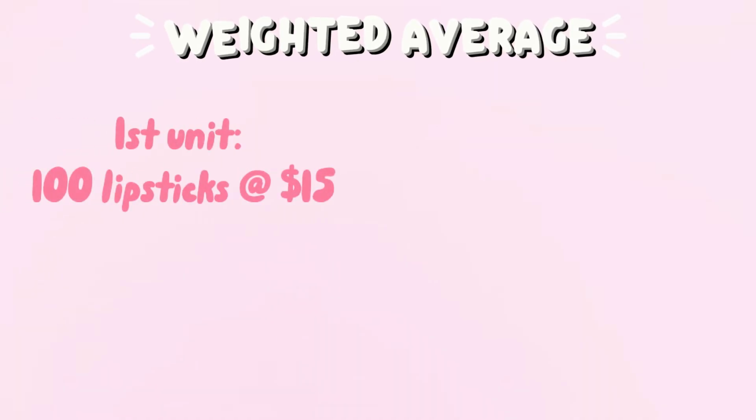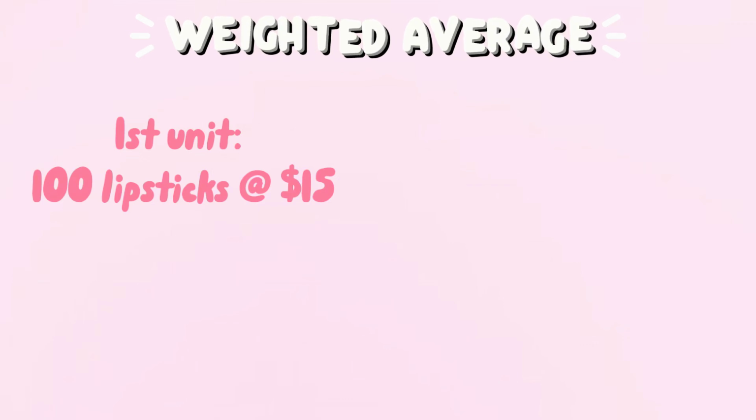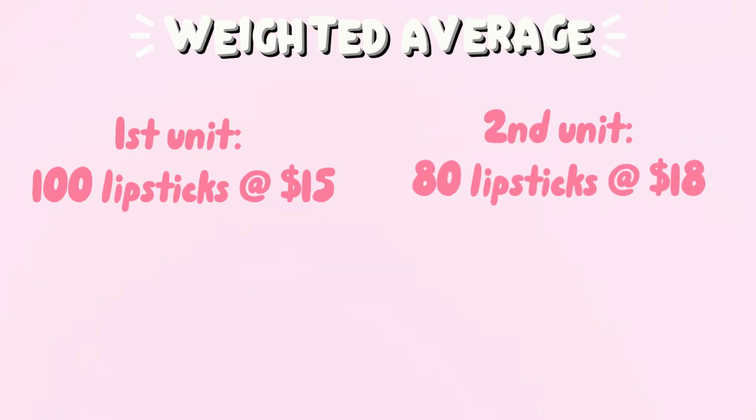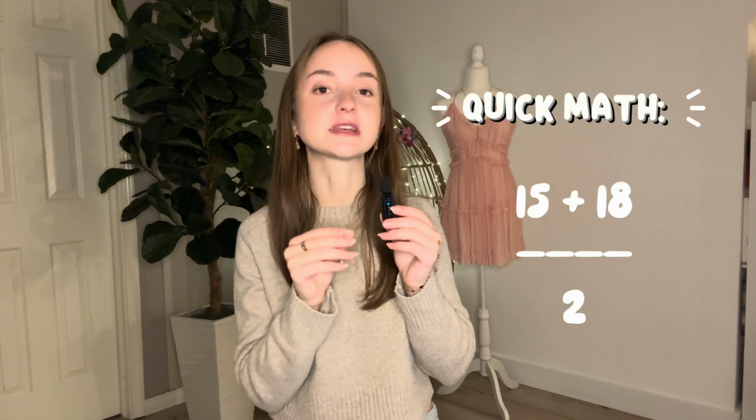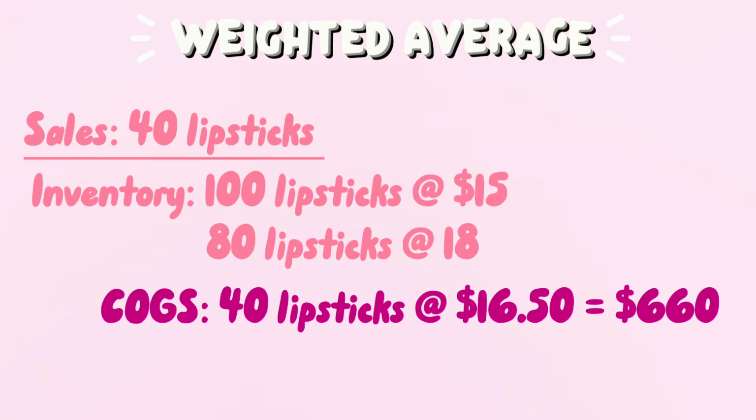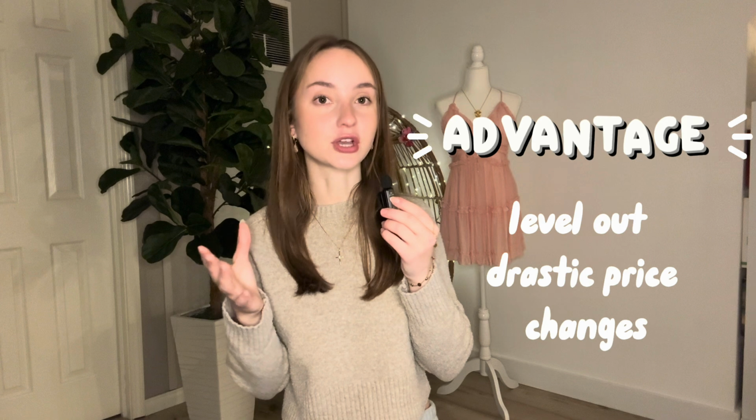Since our costs for inventory can be different, instead of using FIFO or LIFO, some businesses will account for their cost of goods sold using a weighted average system. So my first package of 100 lipsticks at $15 each and my second package of 80 lipsticks at $18 each will give me 180 lipsticks at $16.50 each. I found the cost for this lipstick by adding the cost from both lipstick inventories and dividing it by 2. Now, if I sell 40 lipsticks, I will take 40 lipsticks out of my available merchandise and record that cost as 40 lipsticks at $16.50. Using the weighted average system is going to level out any drastic fluctuations in cost for that inventory.